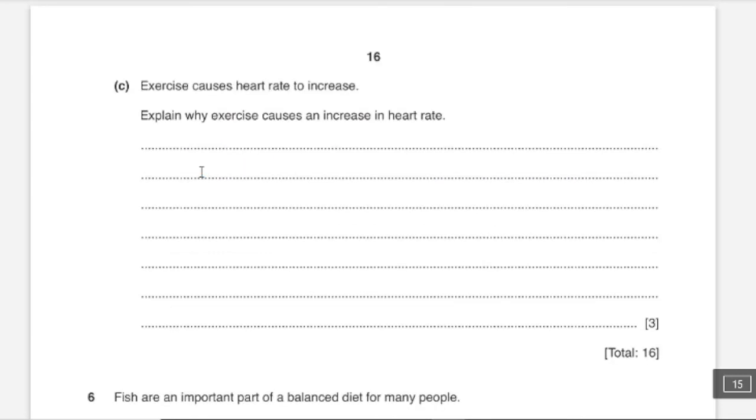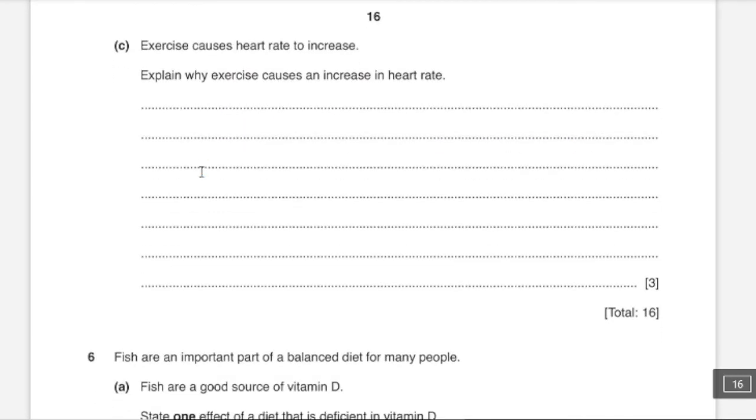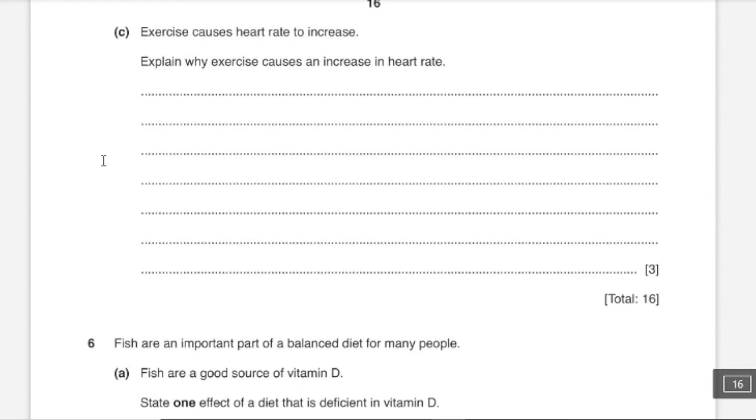Okay, this part is completed. C. Exercise can cause heart rate to increase. Explain why exercise causes an increase in heart rate. Okay, so for exercising, muscle contraction increases, and for greater muscle contraction, we need more oxygen to create energy by respiration. And for transporting that increased amount of oxygen into our cells, we need a faster blood supply.